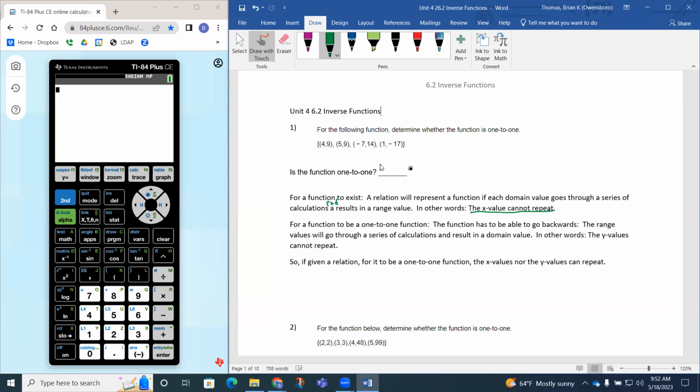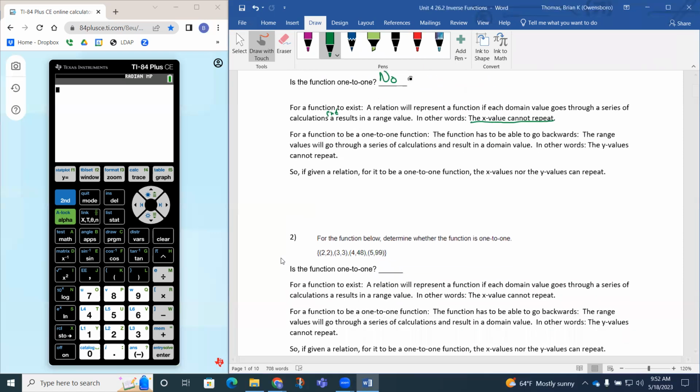So this is going to be an example of no, not a one-to-one function, because the y values cannot be associated with two x values. So if you see a y value repeat, that means it's associated with two different x values, and that cannot be in a one-to-one function.